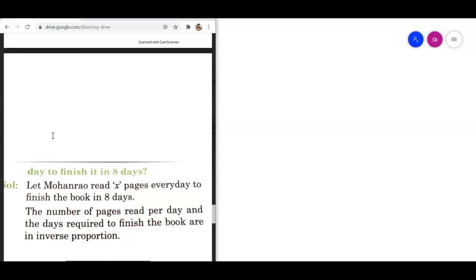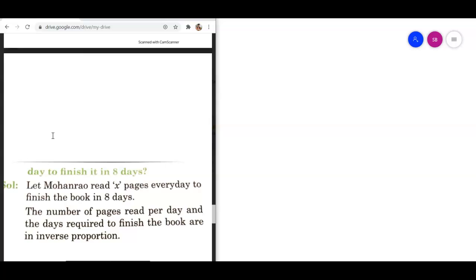So, I'll read the question again. Mohan Rao took 10 days to finish a book. The work is to read a complete book. Now, the book is one complete thing, right? The number of days required to read the book completely is going to change the factors.